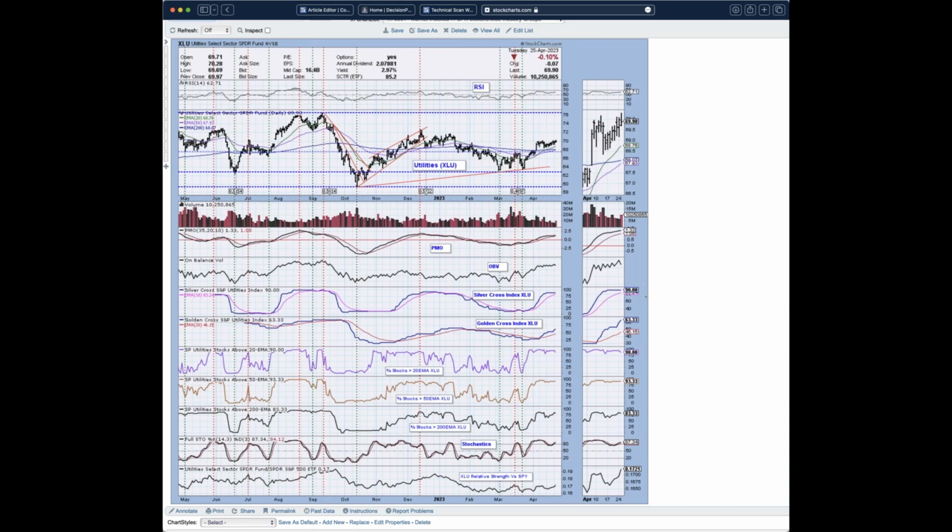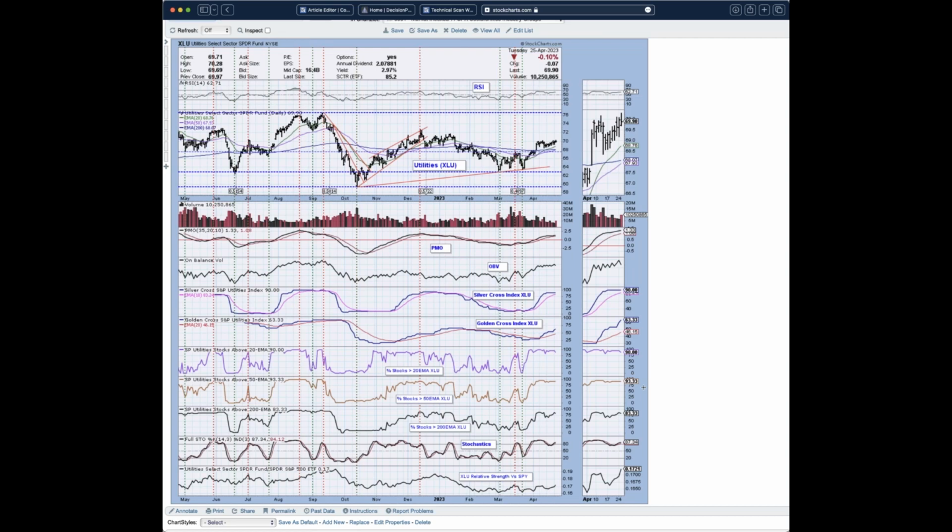Look at the Silver Cross Index at 90%. 90% of the utility sector has a 20-day EMA above its 50. That is very strong. You have 63% in gaining of stocks with a 50-day above their 200-day. So the strength is building here. There's strength under the surface in the short and intermediate terms to keep this going for utilities.